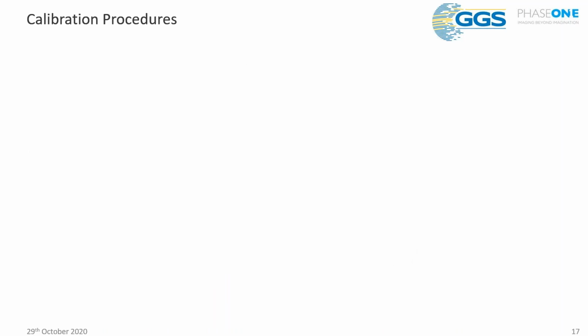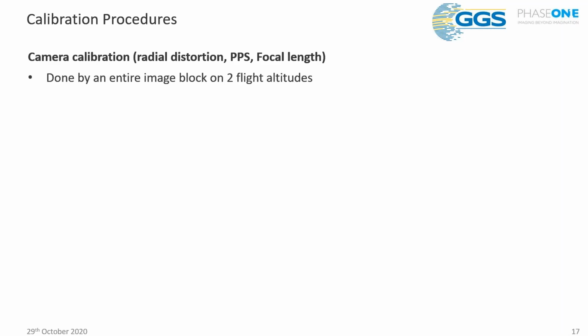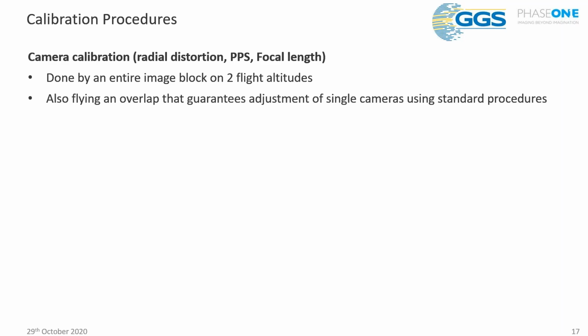Calibration procedures, that's something which we typically take into consideration. So in one step, it's a camera calibration: radial distortion, PPS, and focal length. And this is typically done by 2 entire image blocks in 2 flight altitudes, and also flying overlap that guarantees adjustment of single cameras. So when you fly oblique, you either can use all cameras in one setup in one big block, so all 5 or 6 cameras together, or you can fly in a way that you have the possibility to calibrate each camera separately.